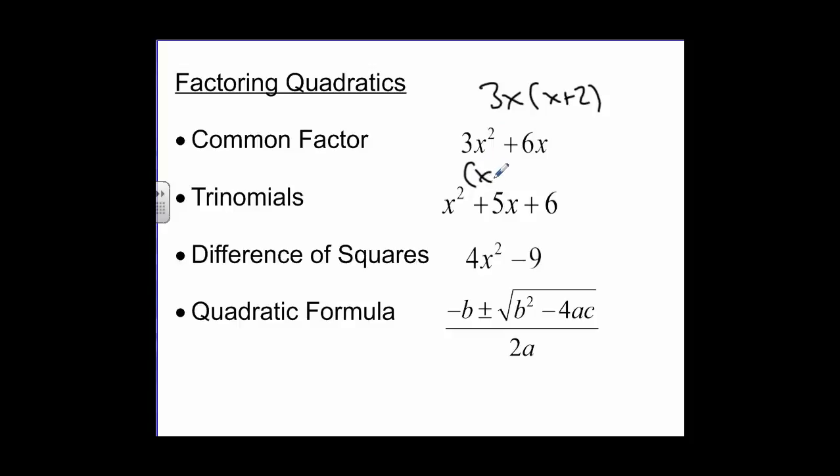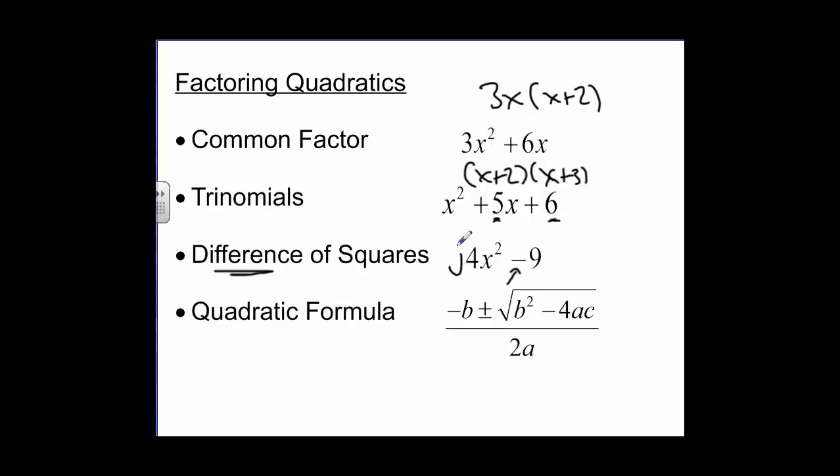But hopefully you know how to do common factors. Hopefully you know how to do trinomials. This one will be x plus 2 and x plus 3. The reason why that works is maybe you've learned about adding to 5 and multiplying to 6. Here's the difference of squares. These are a little unique because they are binomials, and they are always separated by a negative sign, hence the term difference of squares.